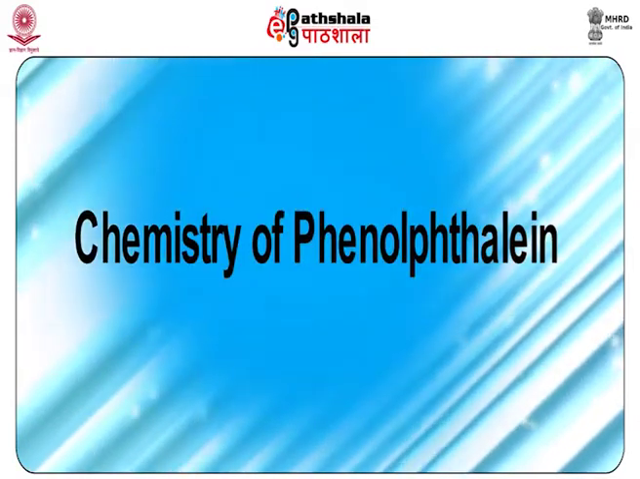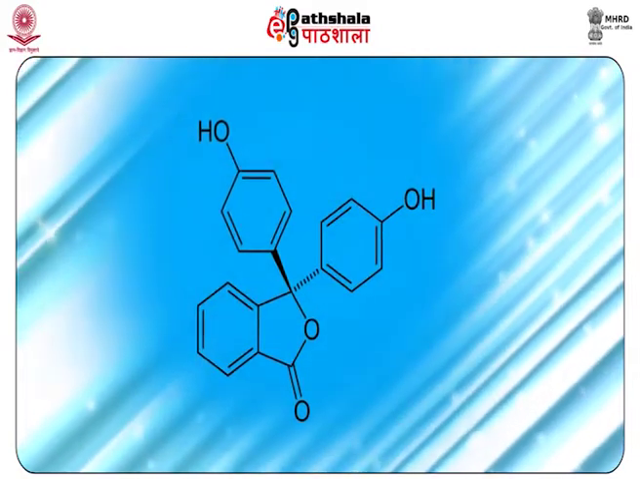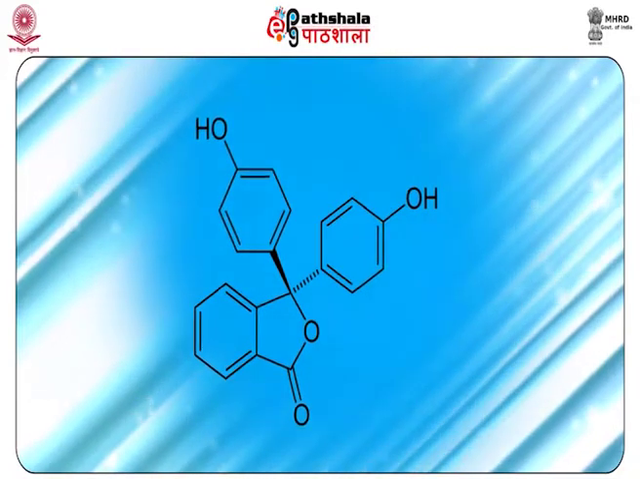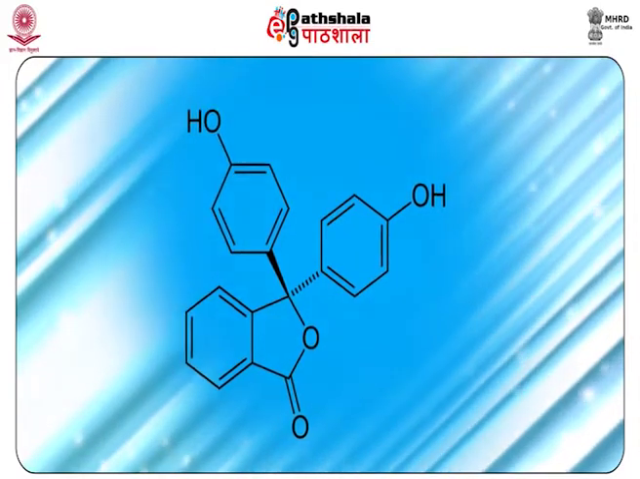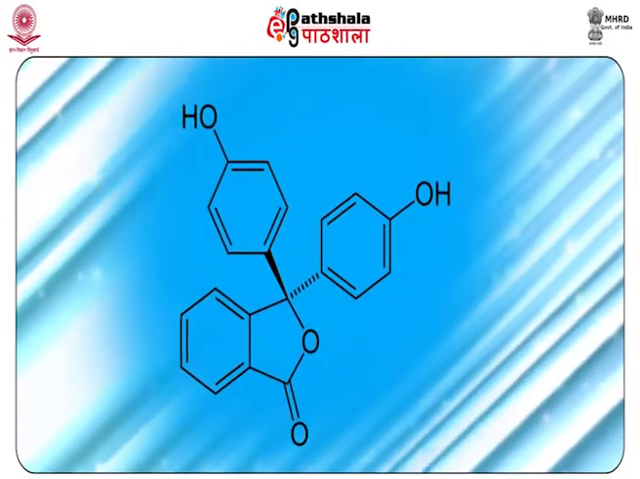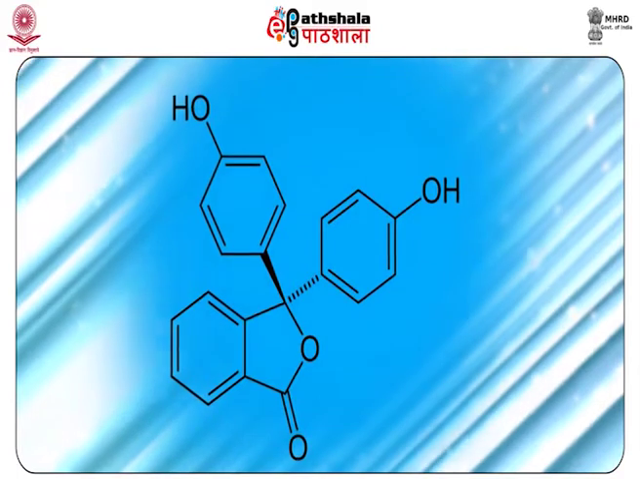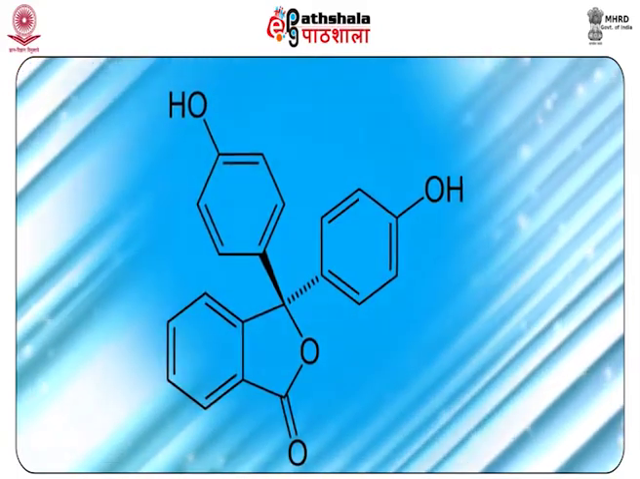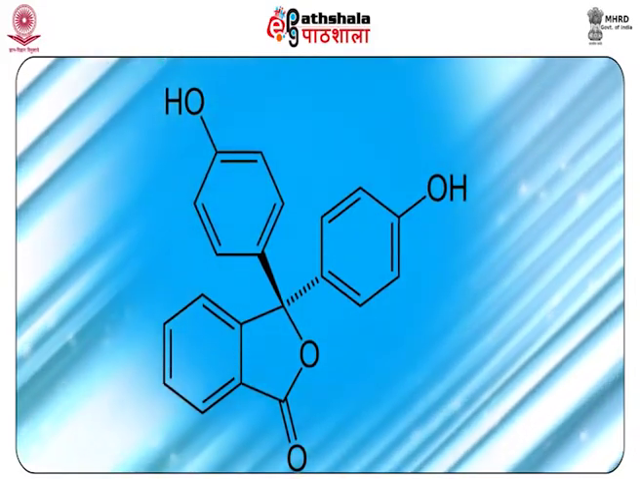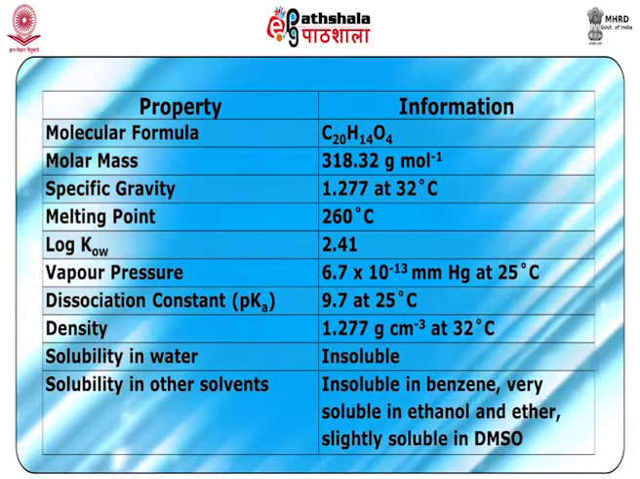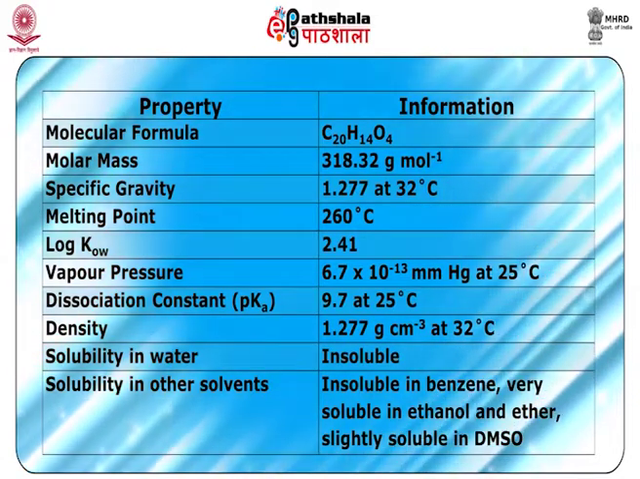Next, we move on to the chemistry of phenolphthalein. Phenolphthalein is an organic compound which belongs to the family phthalein, having chemical formula C20H14O4. It is a white, smooth textured powder that is widely employed as a laxative and as an acid-base indicator. The properties and information for phenolphthalein have been indicated in the following table.